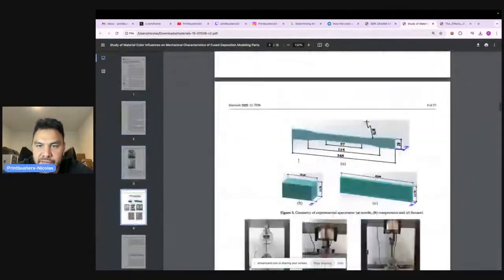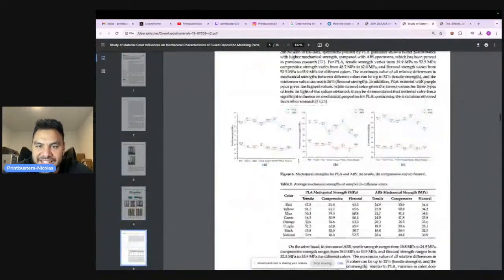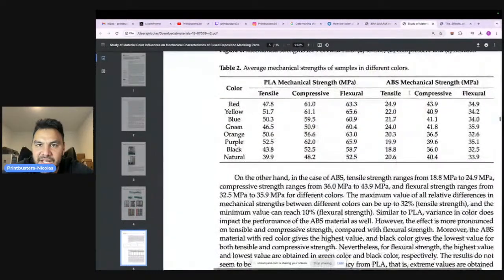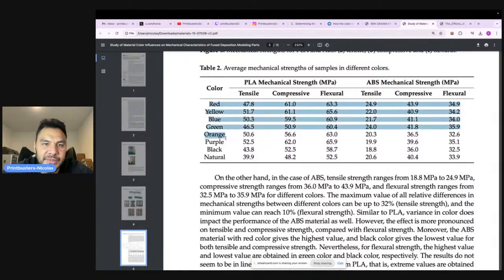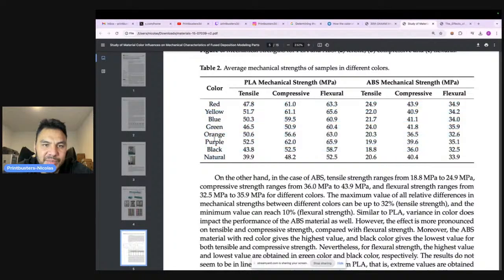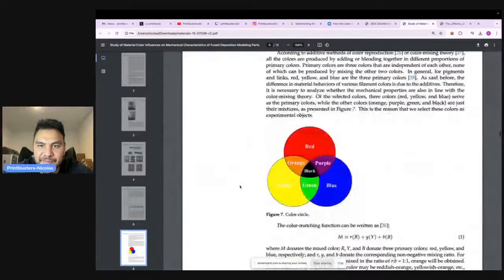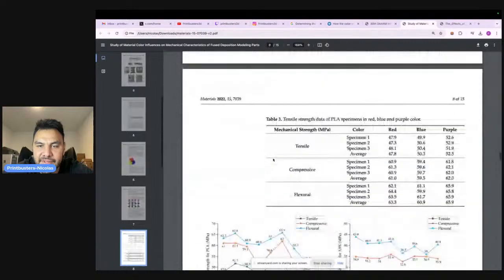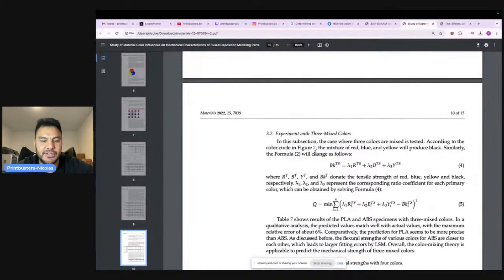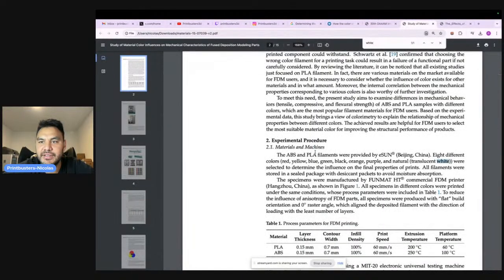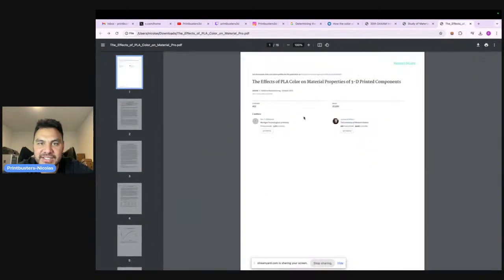So let's not get ahead of ourselves and let's just go straight to their results. PLA strength, ABS. Okay, so ABS, white is. Oh, please don't tell me they didn't use white. Natural, black, purple, orange, green. Oh, no way. Oh no, they didn't use white. Control F, white. Translucent white, natural. I'm so sorry. They didn't test white. Maybe here? No, they only test PLA.